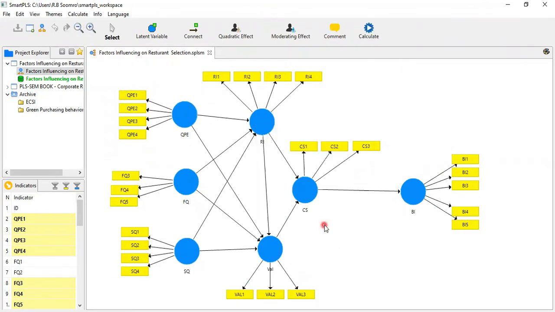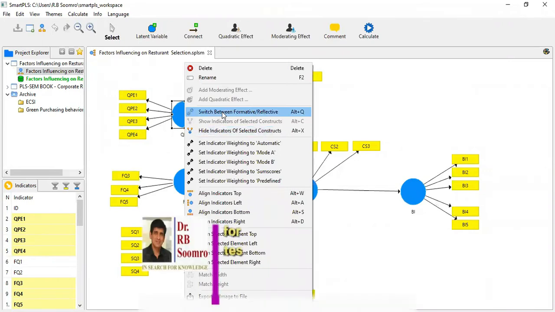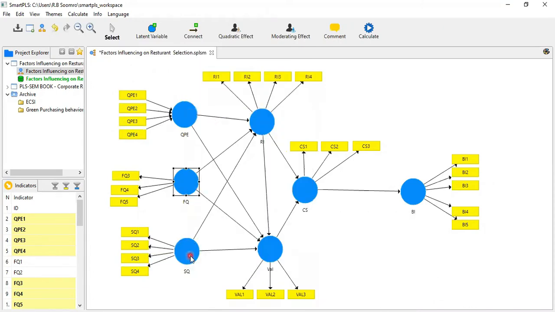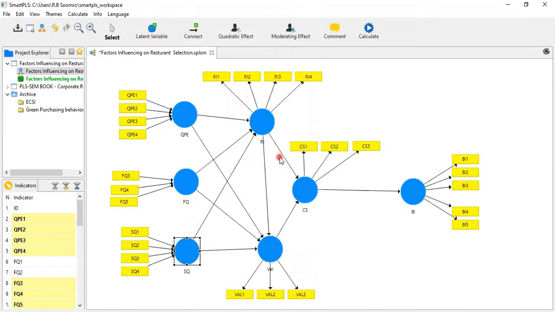Dear friends, the model is available here. In this one, all our latent variables are reflective. First, we have to convert them into formative. Just right click on this one and switch between formative and reflective, alternatively Alt Q, and then this has been changed. This has also been changed, and lastly, service quality has also been changed. Now some we have as reflective, and some we have as formative.